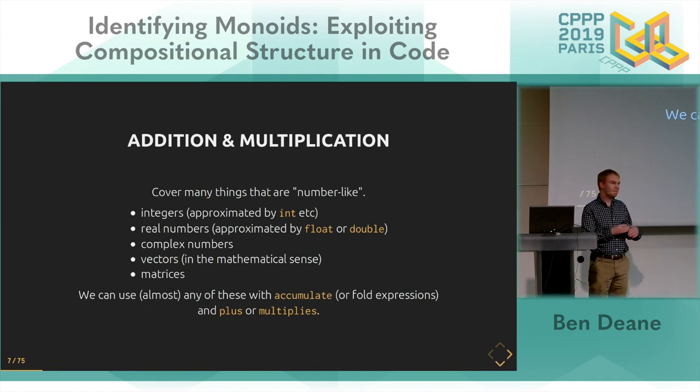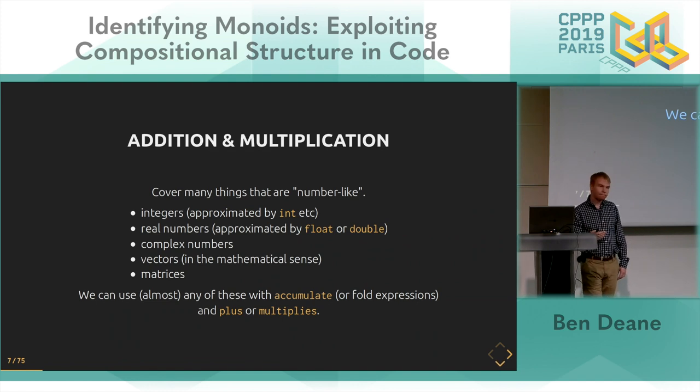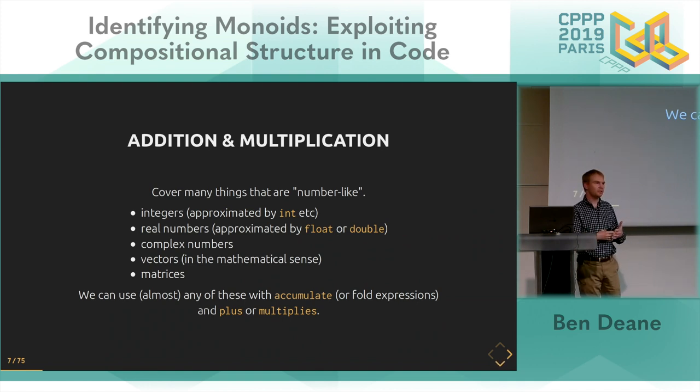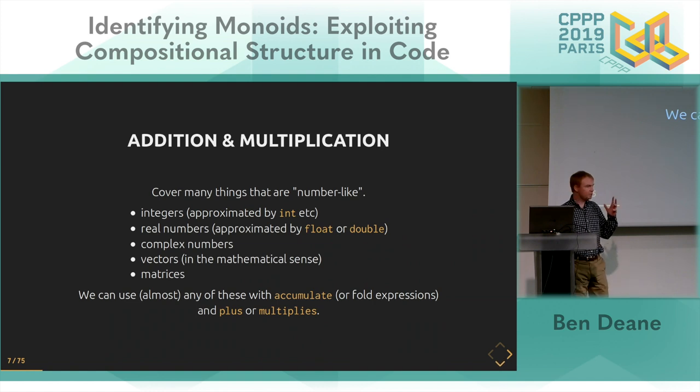So as with the integers, many, many things are like numbers. Obviously, integers, real numbers, also complex numbers. Vectors in the mathematical sense, if you think about member-wise addition on vectors. Multiplication on vectors is actually not a monoid, because a dot product is not closed. You don't get a vector from a dot product of two vectors. And the cross product has no identity, because a cross product of two vectors is always perpendicular to the two vectors. But for any of these, you can use point-wise, member-wise addition. And so you could use accumulate or fold expressions or whatever we have in C++.